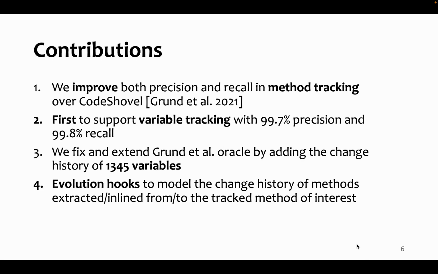Our contribution is that we improve both precision and recall in method tracking over the state-of-the-art tool called Shovel. We're the first to support variable tracking with 99.7% precision and 99.8% recall. We fix and extend the oracle initially developed by Grund and his colleagues by adding the change history of 1,345 variables. And finally, we propose evolution hooks as a way to model the change history of methods that are extracted or inlined from the tracked method of interest.